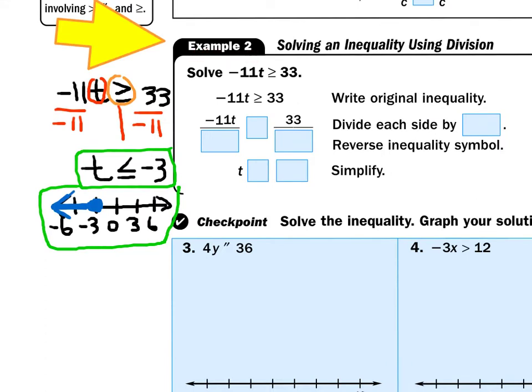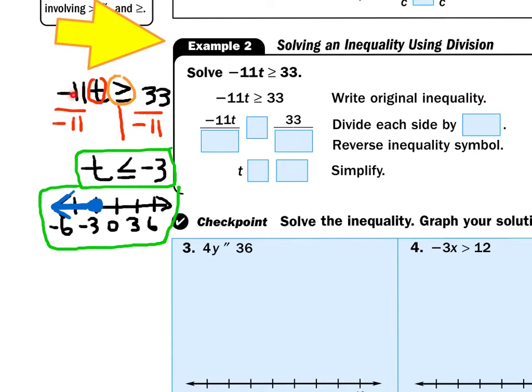Okay, take a look at example 2, solving an inequality using division. So they gave us negative 11t is greater than or equal to 33. So the first thing is write the problem exactly like they give it to you. And then grab your red, circle the variable, bring down the wall. Take a look at what's touching the circle.